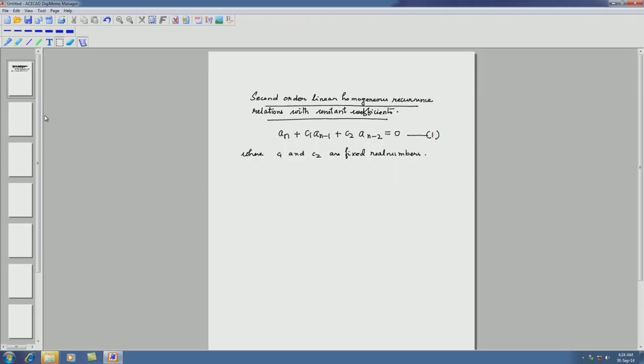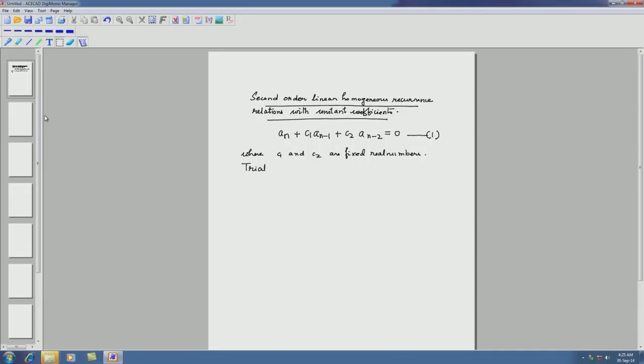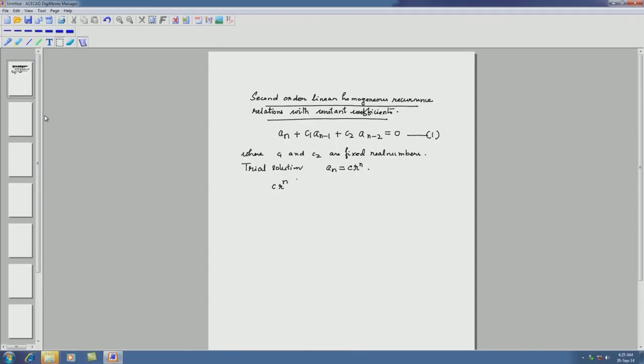Now, the solution technique consists of starting with a trial solution of the form a constant c times r raised to the power n and substituting this in 1. We get c times r^n plus c_1 into c times r^(n-1) plus c_2 times c times r^(n-2), which is equal to 0.